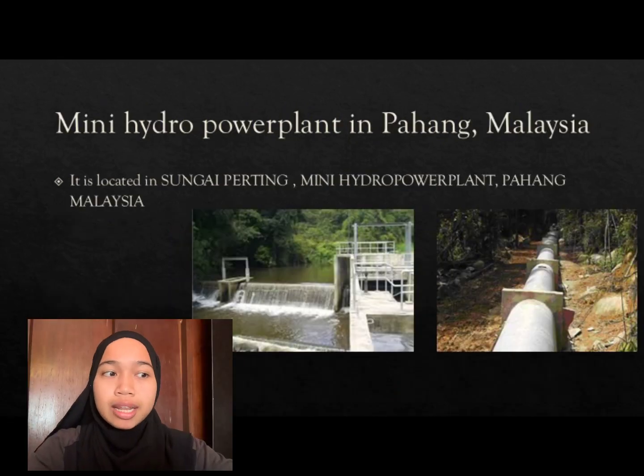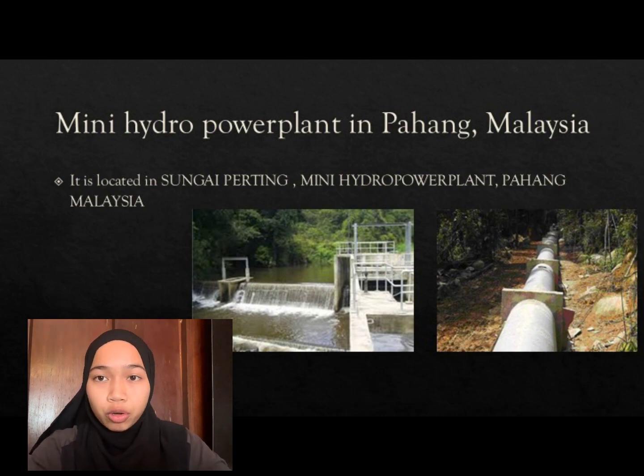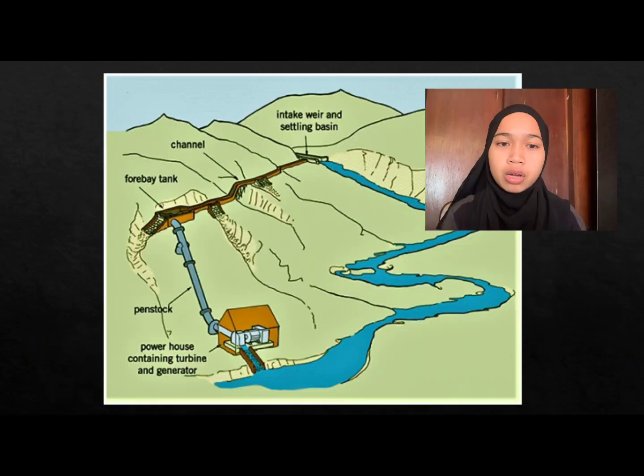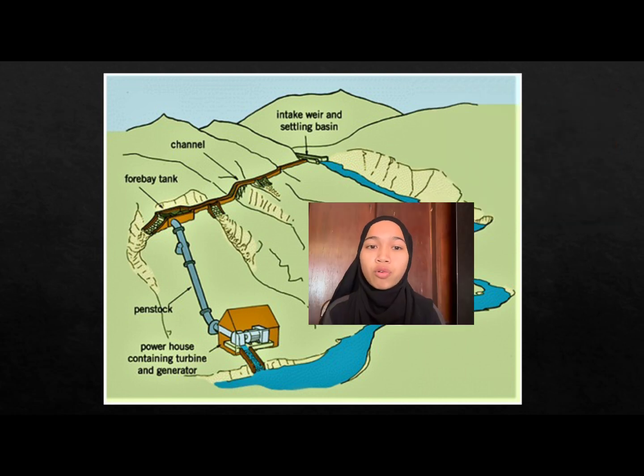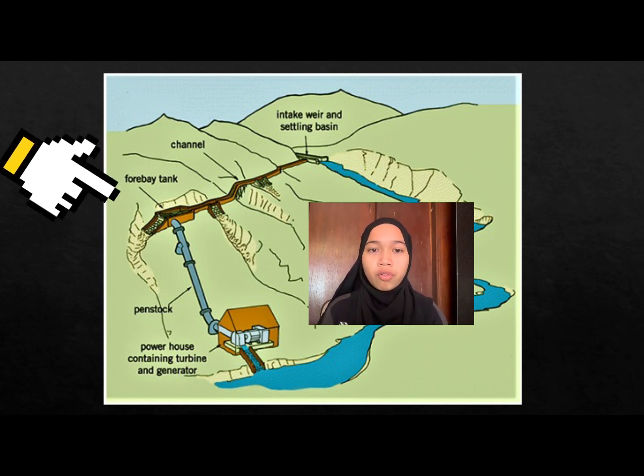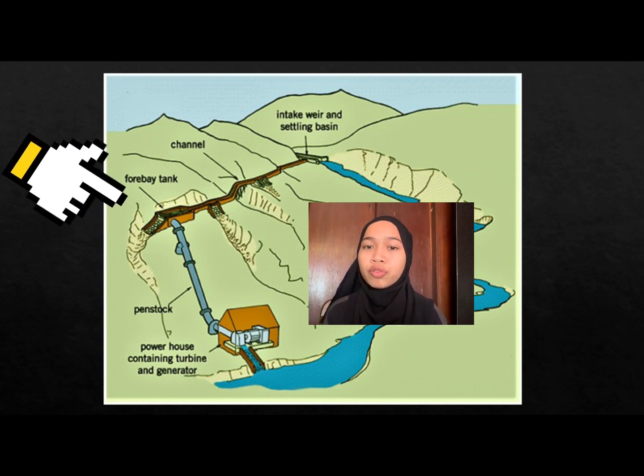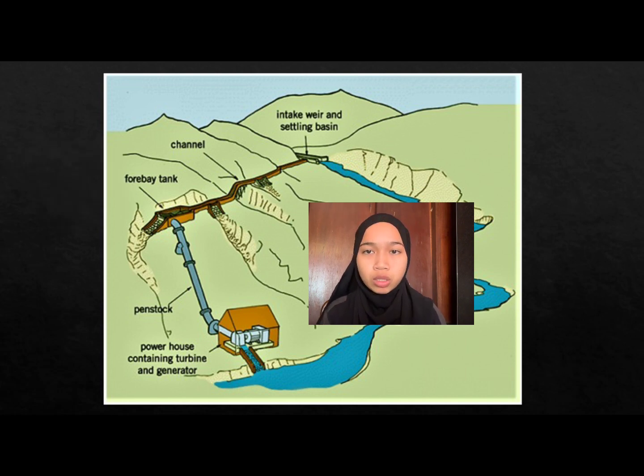In Malaysia, we don't have a lot of mini hydro, but there is one mini hydro in Pahang, which is located in Sungai Perting Mini Hydro Power Plant, Pahang, Malaysia. River water is diverted through an opening on the riverside into the channel. The channel follows the contour of the area and directs the water to a small reservoir or tank known as the forebay, from where it is directed to the turbine through a closed pipe known as the penstock.